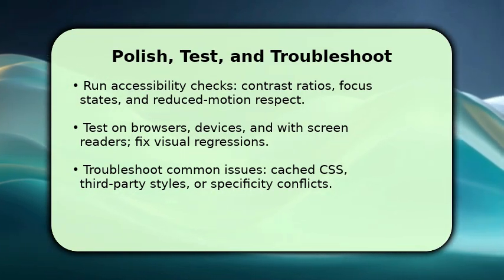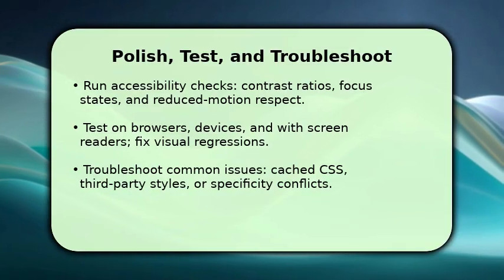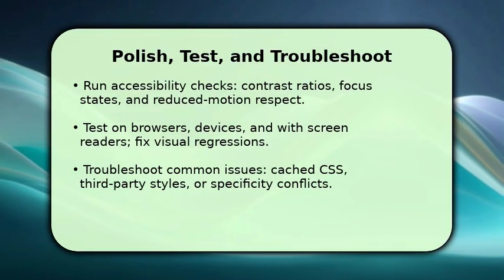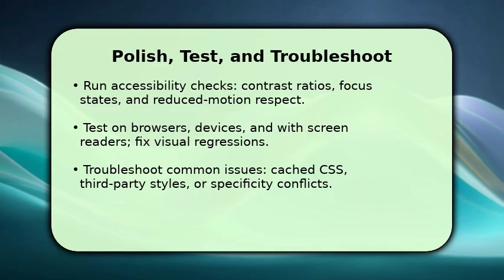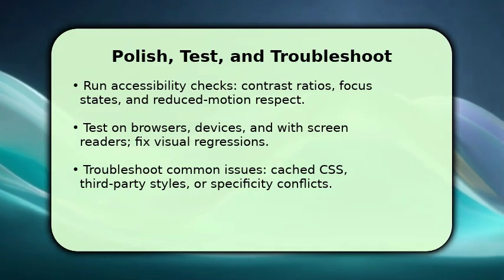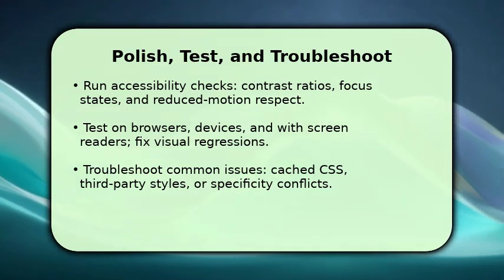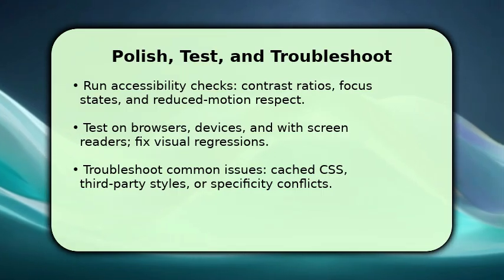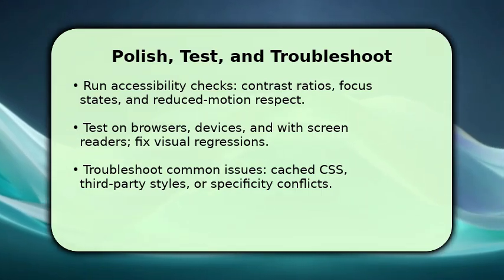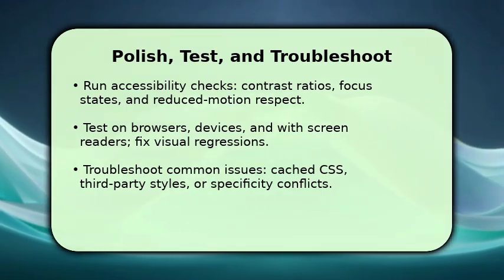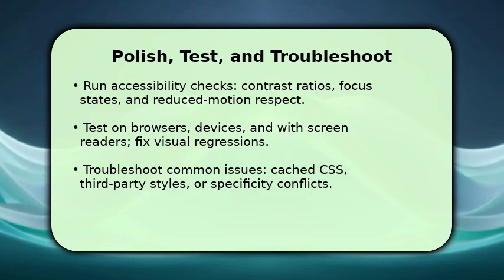If things go wrong, first clear caches and verify the dark class is present, then inspect computed styles for specificity conflicts or vendor styles overriding variables. Finally, document the token map so future contributors maintain consistent dark values without reintroducing hard-coded colors.